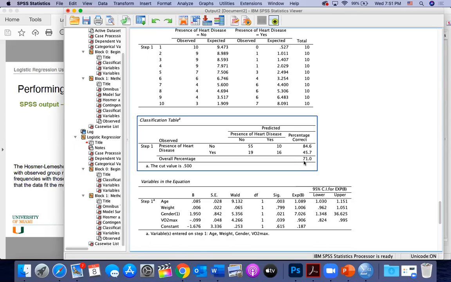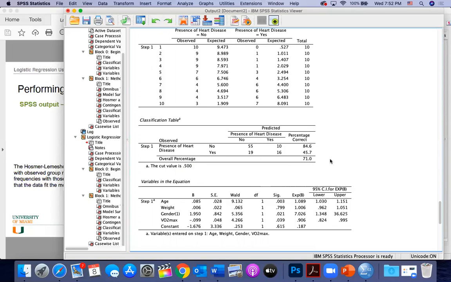So we can say that with the independent variables added, the model now correctly classifies 71% of the cases overall. And we want to look at the overall percentage row. This is referred to as the accuracy term. So if someone is asking you about the accuracy of your model, this is where you want to look, the overall percentage. And this is very often used in the medical field.